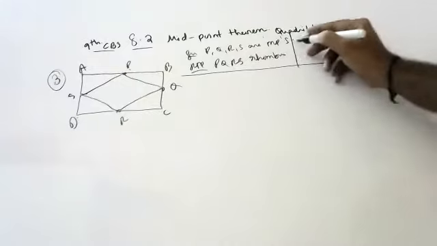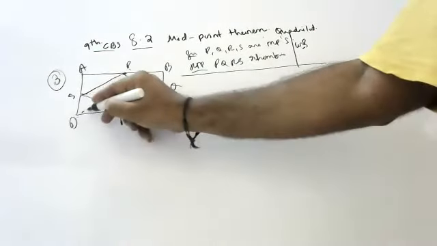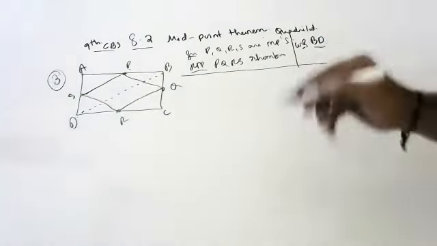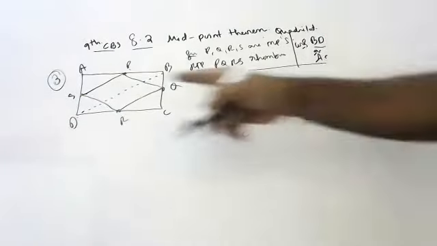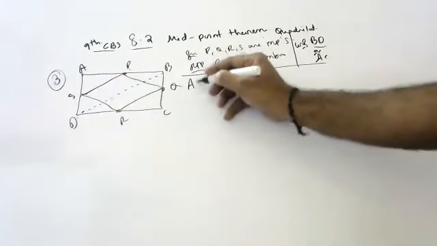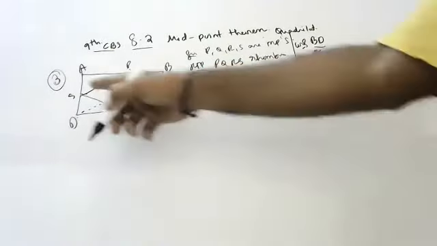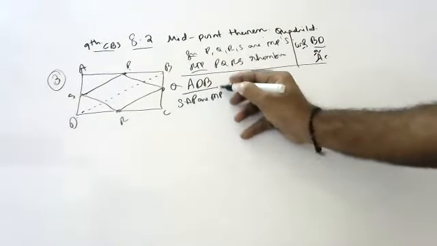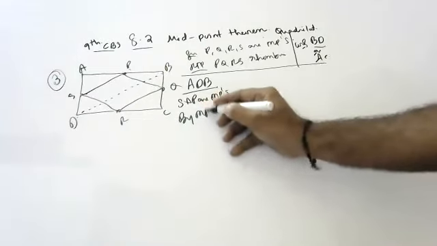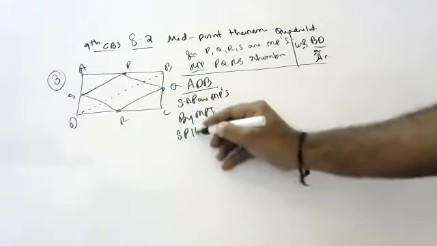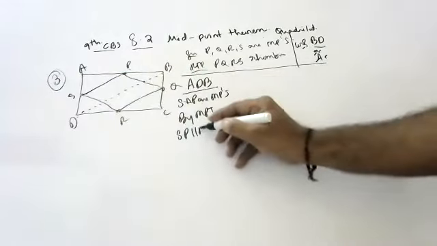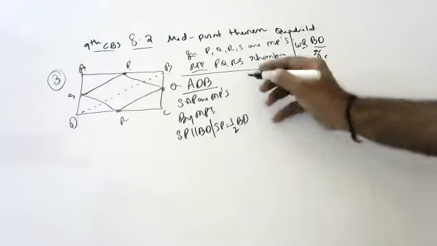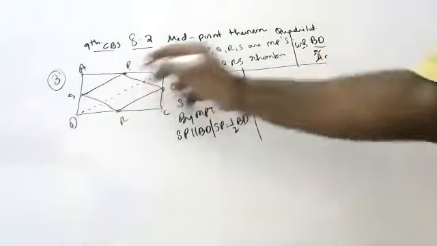Construction: we have to draw a line DB. DB or AC, anything is okay, but I am drawing DB. In triangle ADB, S and P are midpoints. By the midpoint theorem, SP is parallel to BD and SP is half of BD. In the same way, tell me, triangle CDB.